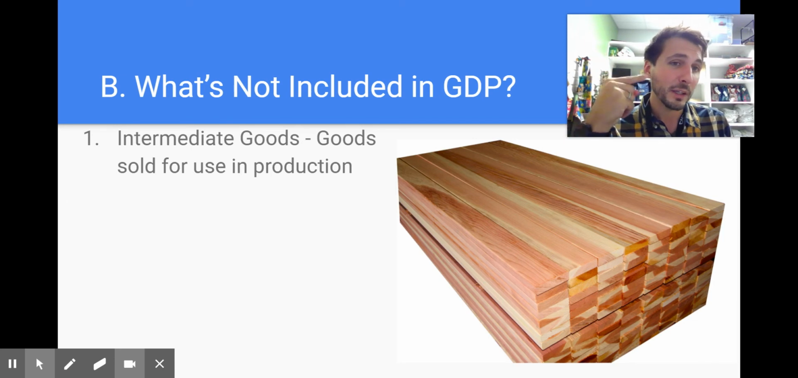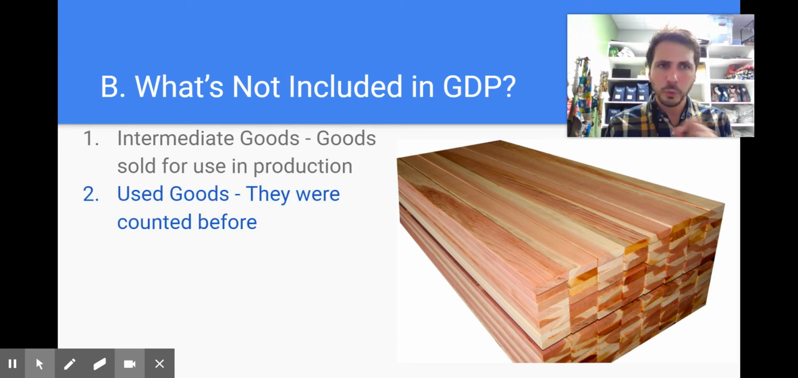The lumber would be counted at the initial stage when I bought it, and the lumber would be counted again as a part of the value of the house. So we only measure final goods, not intermediate goods. Okay? Difference between a final and intermediate good: a final good is sold to a consumer or a business who's going to use it. An intermediate good is sold as an input that's going to be used by a business to produce something else.